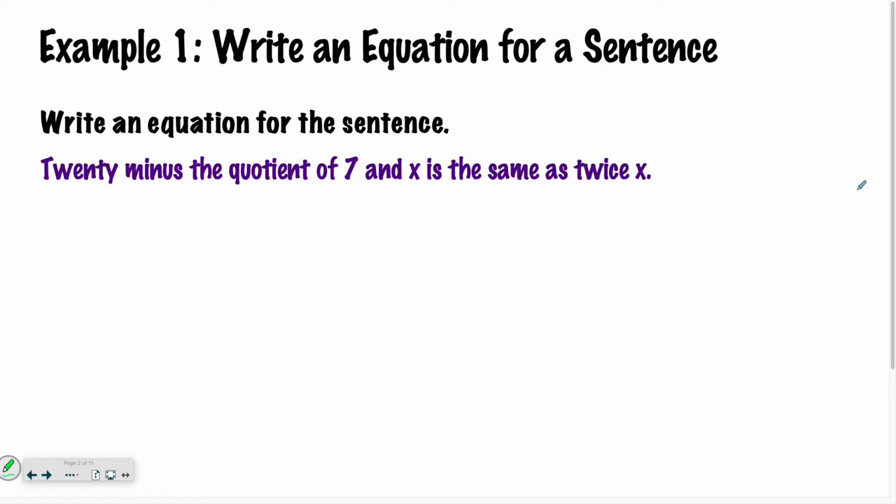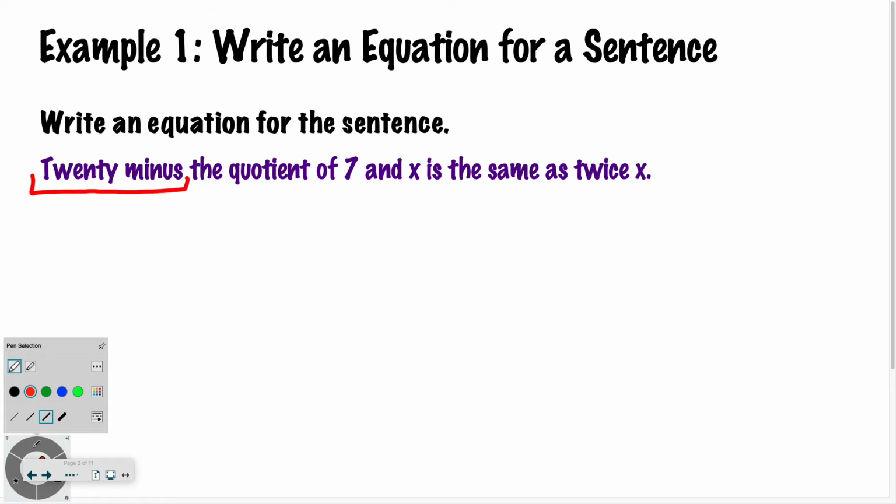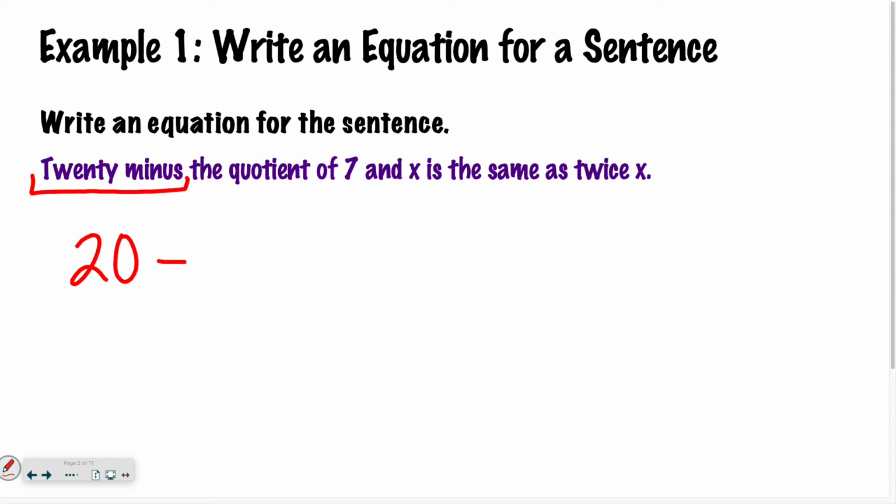So the first thing I'm going to do, I'm going to maybe try some color coding with you guys. The first piece is 20 minus. So the way I would write that, I would say 20 and then minus. Then the next section is the quotient of 7 and x. Remember, as soon as you have "of" after another operation word, that means that the next two things are grouped together. So quotient of 7 and x. That means 7 and x are grouped together, and quotient means division.